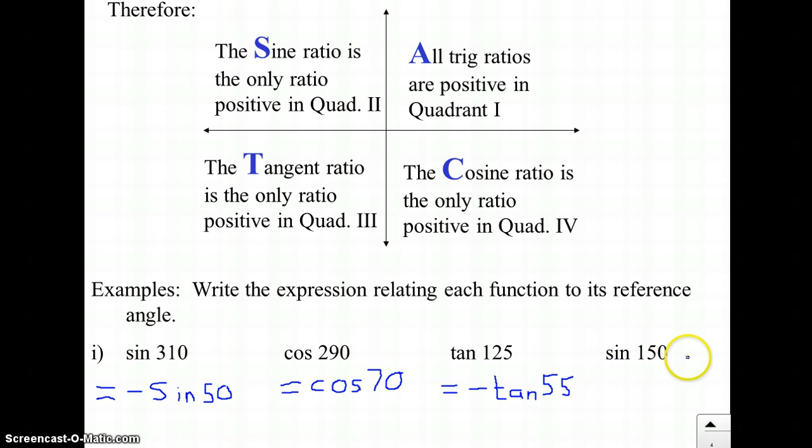And finally, sine of 150 degrees. The angle is in quadrant 2, sine is positive, and then we just have to figure out the reference angle. So this should equal the positive sine of 30 degrees. Beautiful.